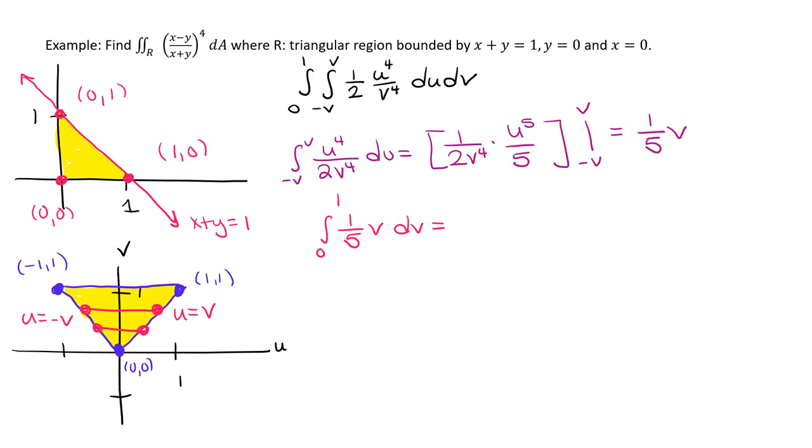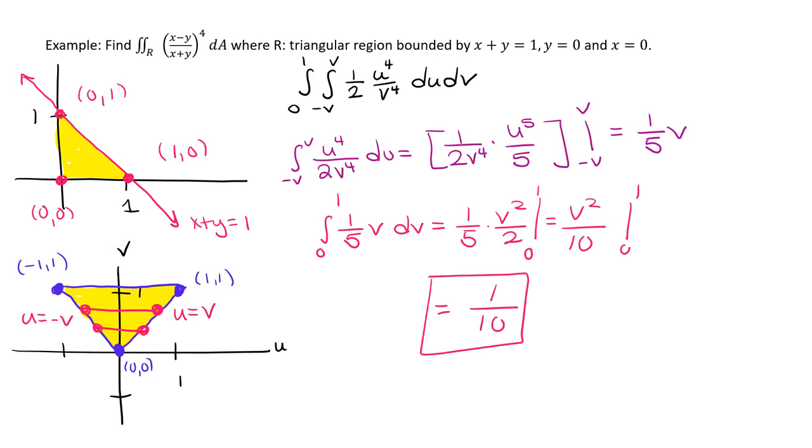And then to finish, we're going to integrate 1/5 v with respect to v. I get 1/5 v squared over 2, or v squared over 10. Plug in my bounds of integration, and there's my final answer, equals 1/10. And so that is it. That's my final answer for this problem.